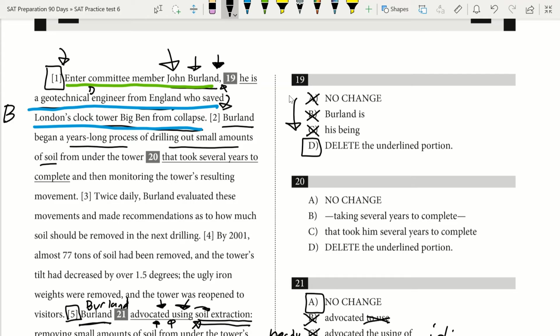So we have Berlin began a years-long process of drilling out small amounts of soil from under the tower that took several years to complete. Okay, I need to get rid of this whole part right here, that whole underlined portion. How do I know I need to delete all of that? Well, I just said, and I'll highlight it for you, I just said that it was a years-long process. Okay, a years-long process is the same thing as taking several years to complete. So I'll highlight that as well. Since those two are the same thing and we can't get rid of a years-long process, we want to get rid of the fact that it took several years to complete because that's just repetitive and redundant. And like I said, the two big things we want to avoid on the SAT writing section are repetition and redundancy. So we're going to go ahead and get rid of those. So our answer would be D, delete the underlined portion.